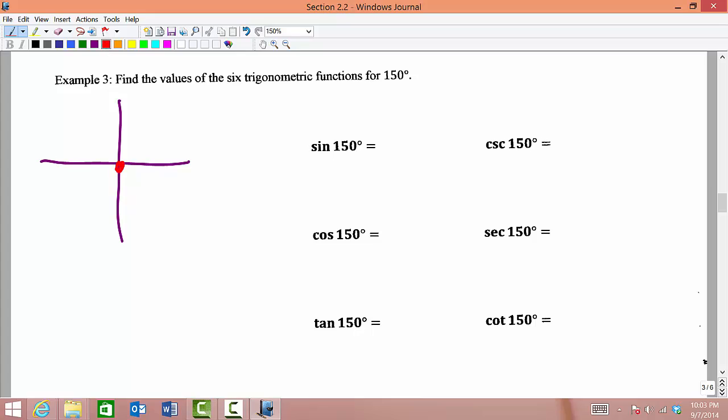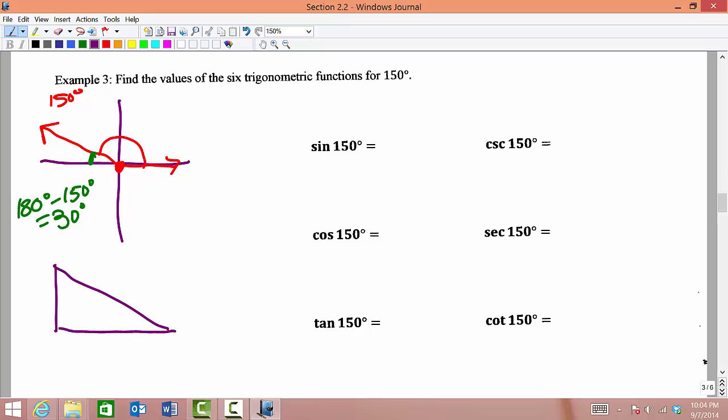So if I graph 150 degrees, my reference angle will be 30 degrees. So here's 150. If I have half a rotation, that would be 180. I'm going to take off the part that I don't want, the 150, and we see that the reference angle will be 30 degrees.